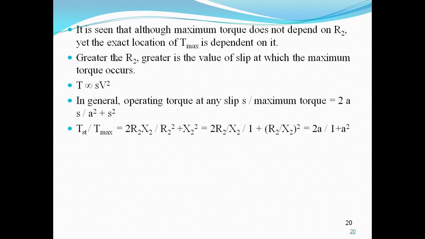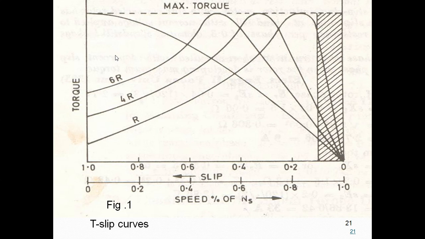So that is the next, the relation between T starting by T max is equal to a by 1 plus a square. So this is the torque slip curve for different values of resistance. So this is for a resistance R, this is 4R, this is 6R. So the torque value at maximum is the same. See here, it is not changing with the rotor resistance, but the slip where it occurs is changing.